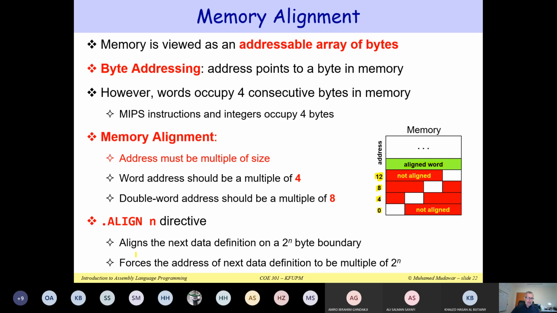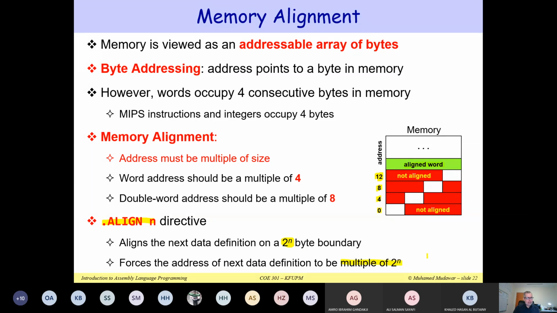Now you can use the .align n directive to force alignment. When I use .align n, it means that the address should be a multiple of 2 to the power n. So it should be a multiple here of 2 to the power n.